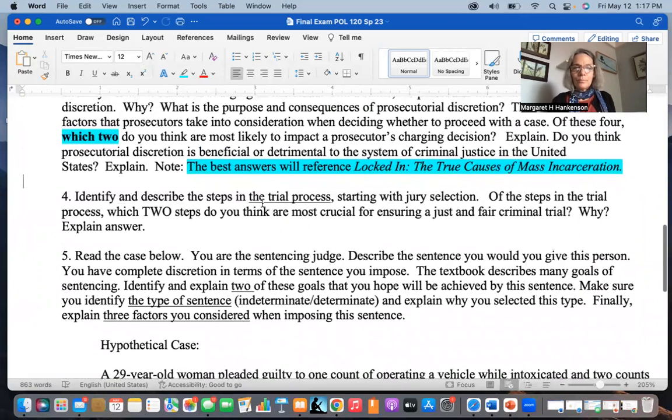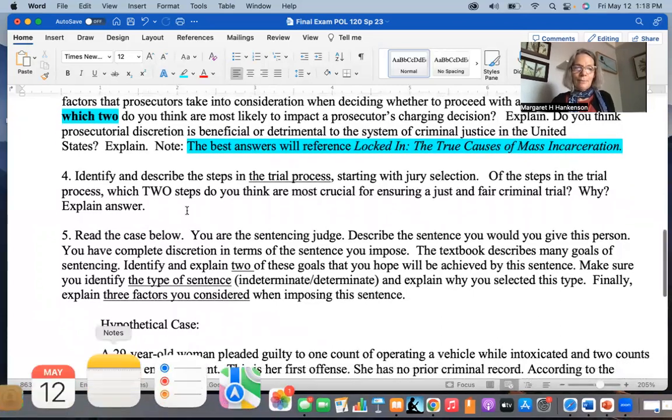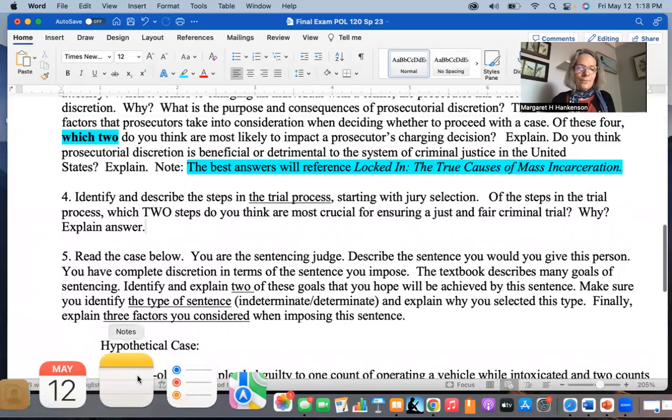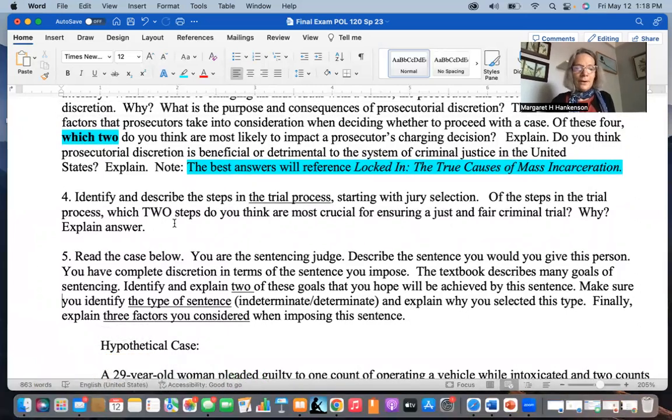All right. The next question is pretty straightforward, and I'll tell you, this is probably the last semester I'm going to be doing identify and describe questions now that we're in the realm of AI. I'm doing more application stuff like number 5, but hopefully nobody's cheating. Now all professors are paranoid about people using the chatbots. But anyways, don't do it. And this is about the trial process.